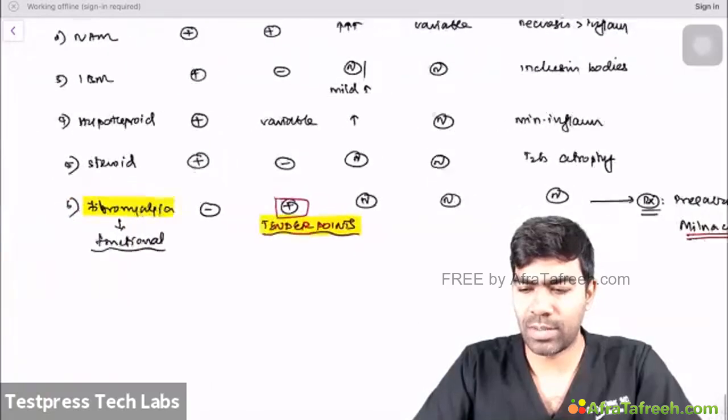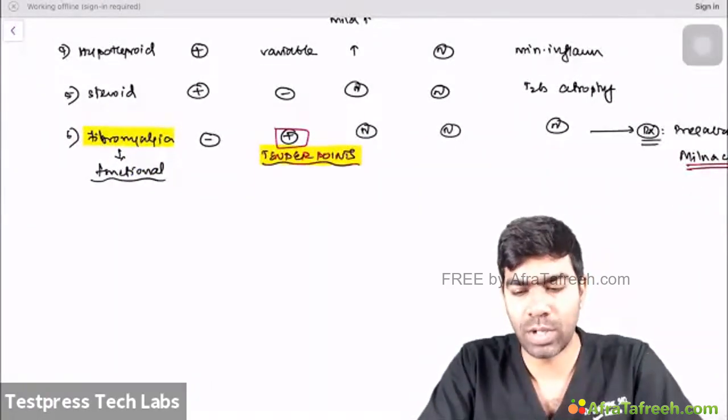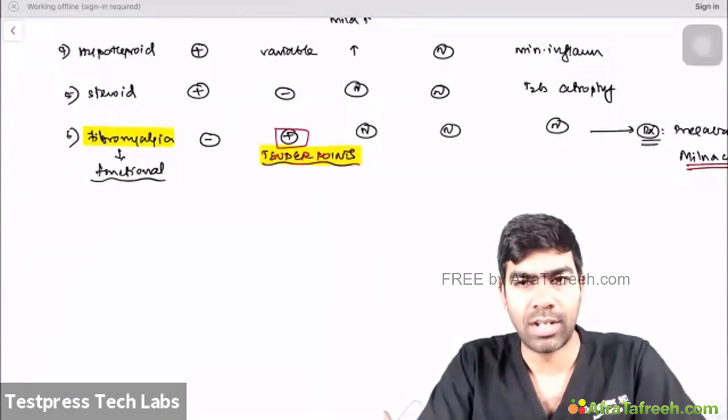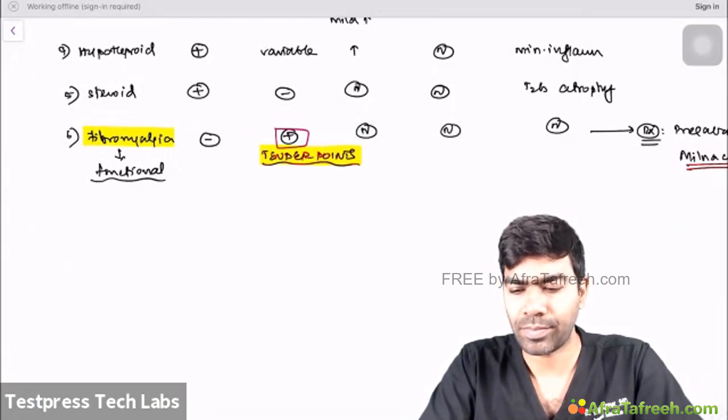So everything else will be normal. There will be no problem at all in this patient. Only muscle pain. That's all. Nothing else. Tender points. Everywhere you touch, they will tell I'm having a pain. So that is typical of fibromyalgia basically.